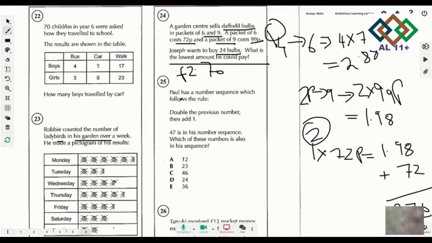That option is better. Paul has a number sequence which follows the rule: double the previous number and then add 47 is his number sequence. Which of these numbers is also in the sequence? So you need to see which of them are in the sequence. This is an easy one. I'll just give you the answer. It's B for this one. So let's go with the last one now.